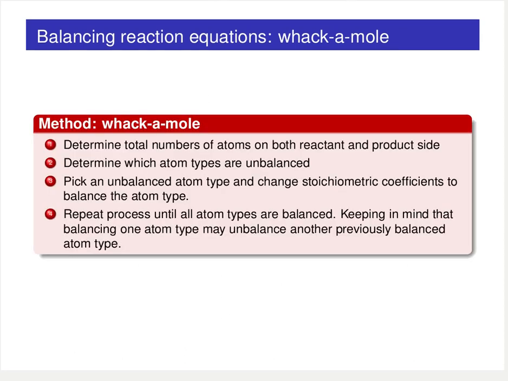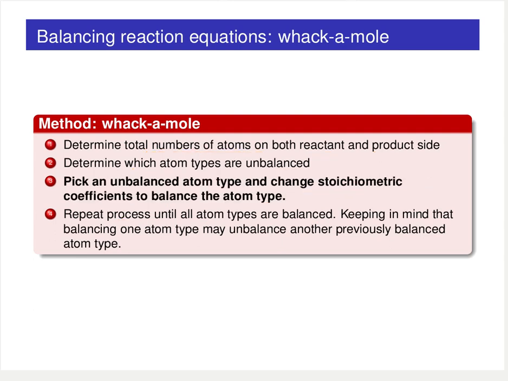So to sum up this process, the whack-a-mole approach, first step is to determine the total number of atoms on both reactant and product side, determine which atom types are unbalanced, and then pick an unbalanced atom type, change that stoichiometric coefficient to balance the atom, and simply repeat the process until all atoms are balanced, until you've whacked all of the moles.